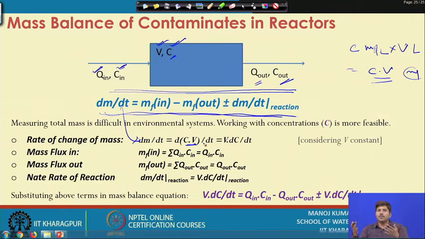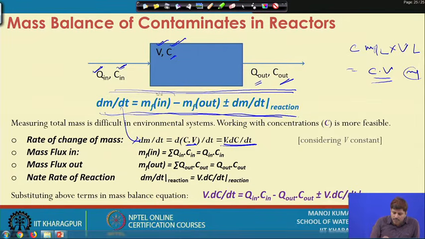We can have a lake or something and we can approximate that, okay, let us consider the volume is constant, and particularly with engineering reactors or engineering systems, it is always constant anyway. So, if we consider that volume is constant, then we can take V out and we get V into dC by dt. So, our dm by dt has converted to V into dC by dt.